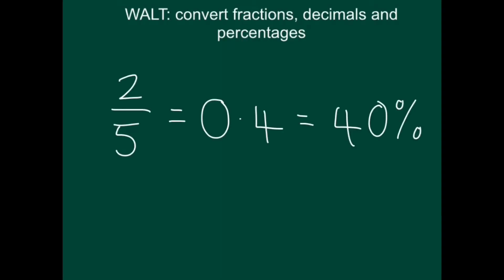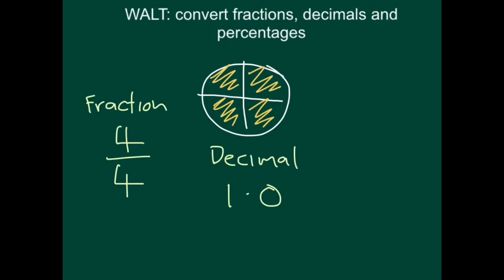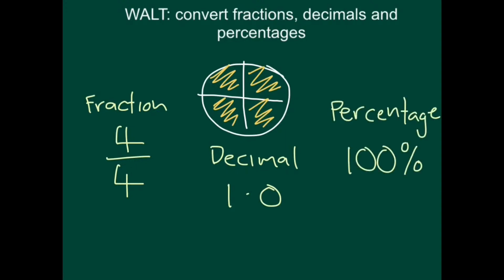We are learning to convert fractions, decimals, and percentages. First, we need to understand that if we have a cake and we divide it into 4 quarters and eat all of the quarters, we have eaten 4 quarters, 1 whole cake, or 1.0, and 100% of the cake. It doesn't matter if you have 4 quarters or 8/8, it's still 1 whole of the cake or 100%.